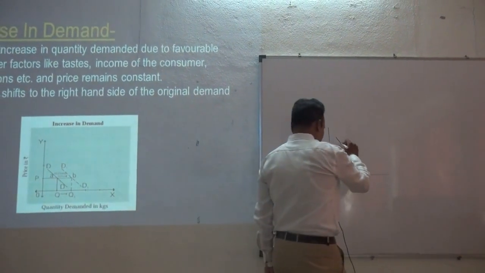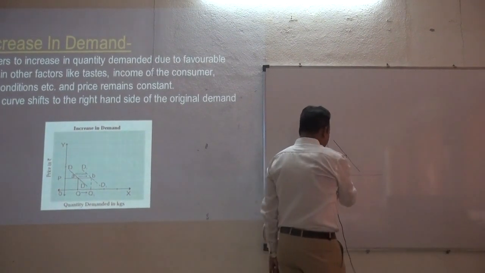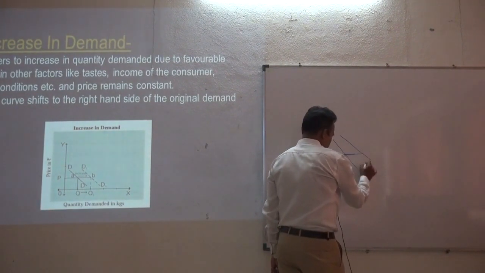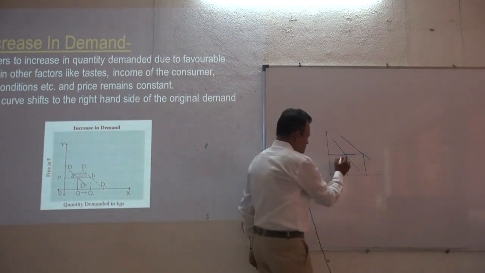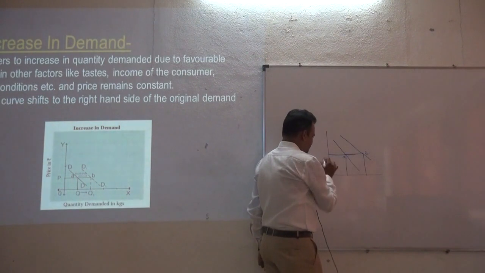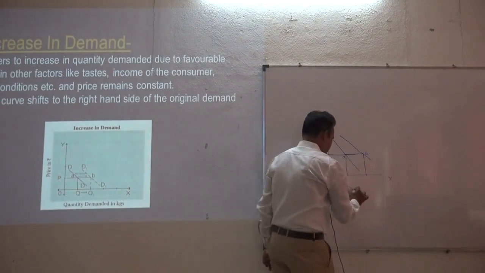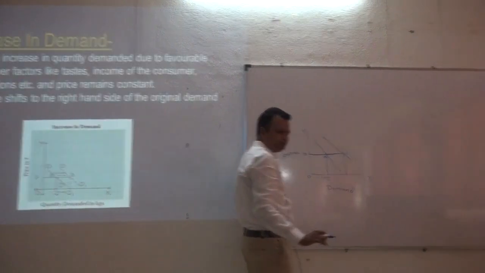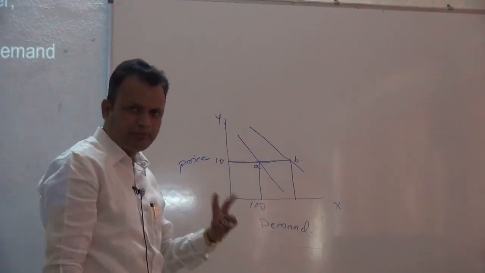Suppose this one is a demand curve. We know that one. What I stated here is that at the same price level, price unchanged, more quantities are demanded. We know that one. A point and B point. Price is 10. Y axis represents price, X axis represents demand. Suppose price is 10, at that time I am buying 100 units. A point indicates the same thing. When the price is 10, 100 is the quantity demanded.